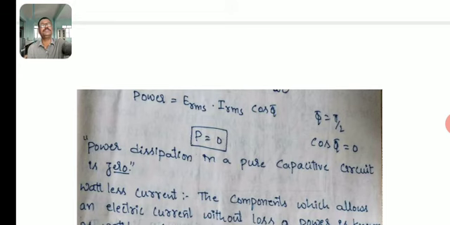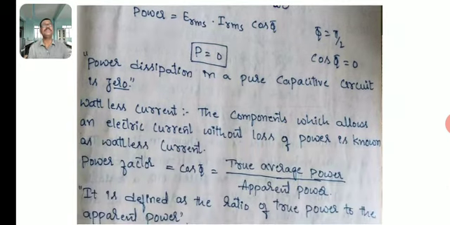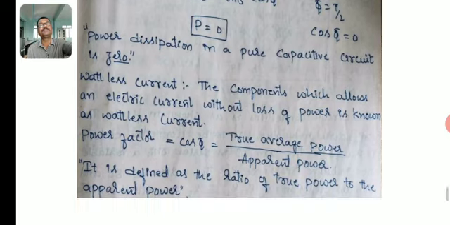Wattless current. What is wattless current? The component which allows an electric current without loss of power is known as wattless current. If the current flows through the components and is allowed without loss of power, then such a current is called wattless current. Power factor, which is equal to cos phi, is equal to true average power by apparent power. It is defined as the ratio of true power to the apparent power.